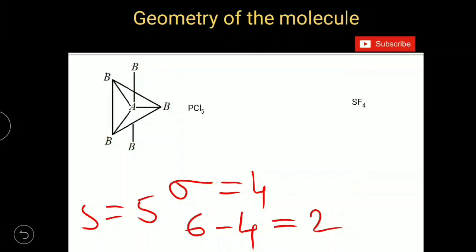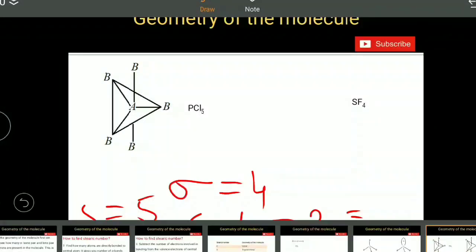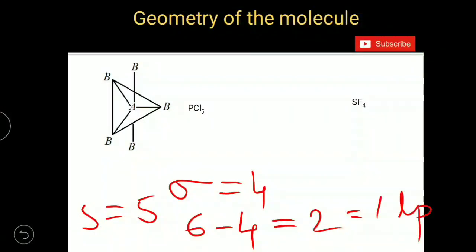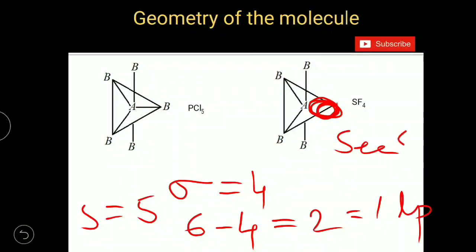So the shape of the molecule should be trigonal bipyramidal, but there is one lone pair. Because of this lone pair, there will be distortion in the shape. And in trigonal bipyramidal structure, lone pairs generally occupy equatorial positions. So here we should have a bond pair, but because of lone pair, there is a distortion in the shape. This shape is called seesaw.